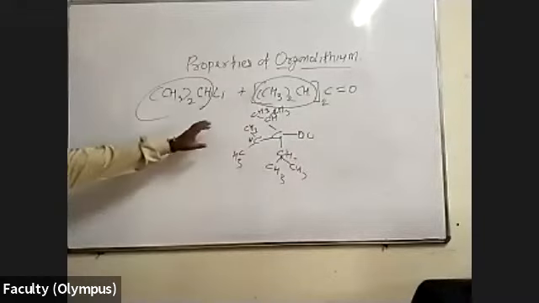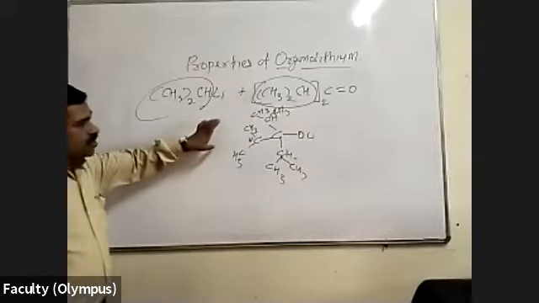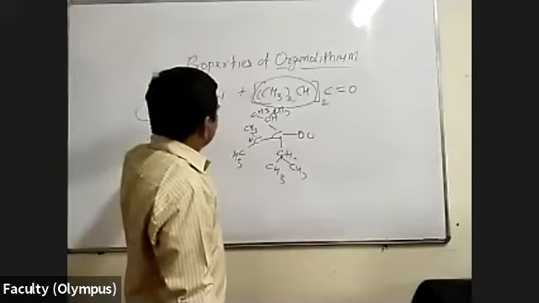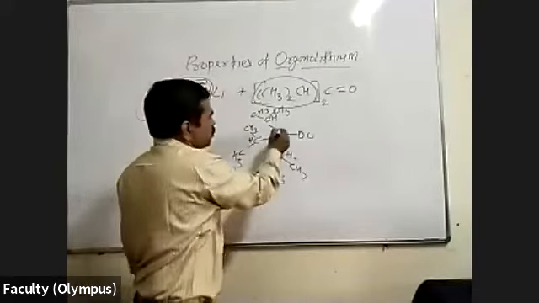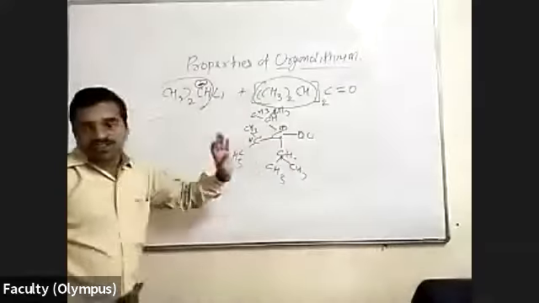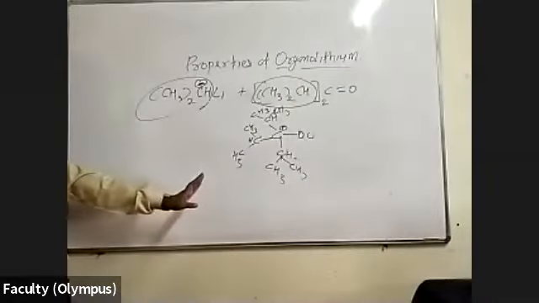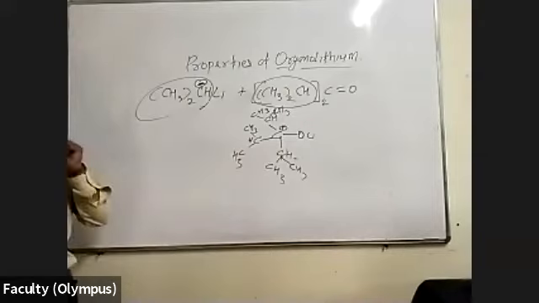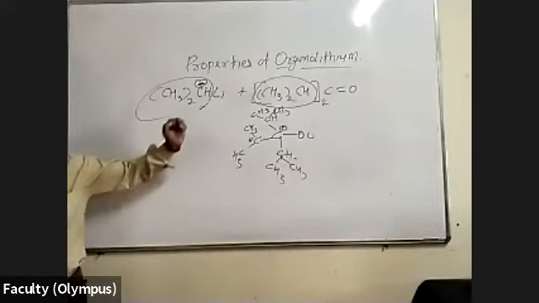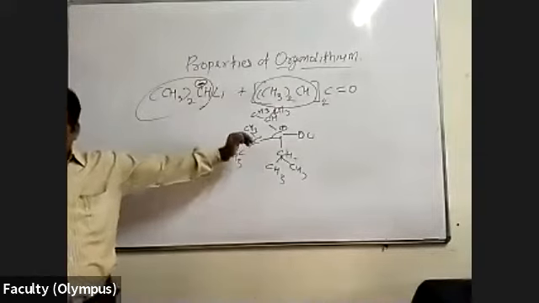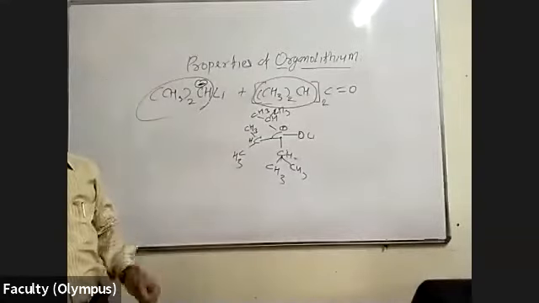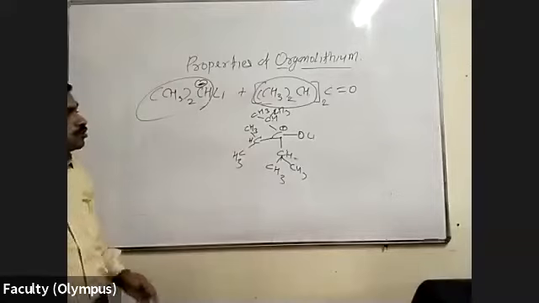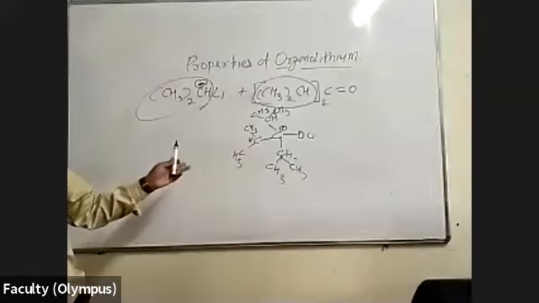Okay, so in this way, it can be attacked. This is lithium, this alkyl group negative is attacked on this positive carbon, which is sterically hindered. After hydrolysis, we get alcohols. Okay, so these are organolithium compounds.